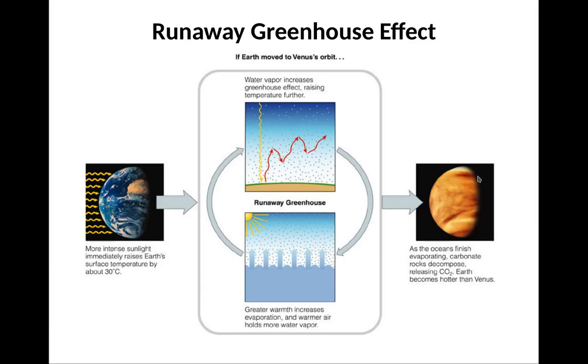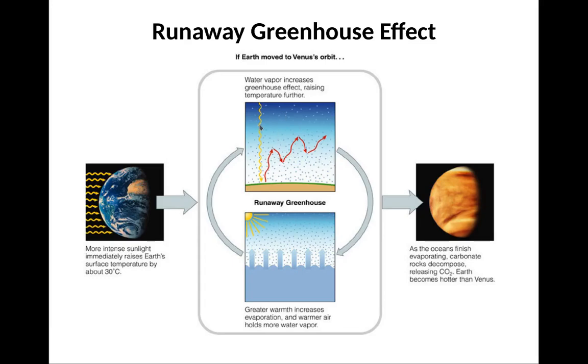All right. So basically, Venus is known as the runaway greenhouse effect. This will happen if you move Earth to Venus' orbit. The more intense sunlight will immediately raise the Earth's temperature by 30 degrees. Not near boiling, but evaporation will be pretty substantial. The water vapor increases the greenhouse effect, further raising temperature.